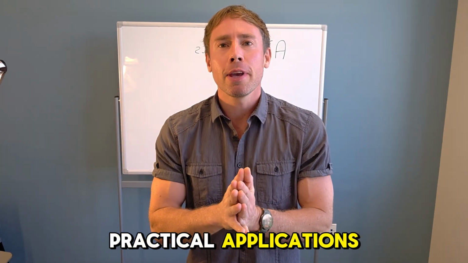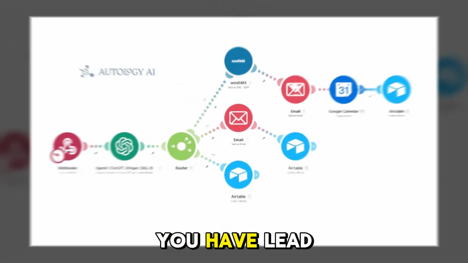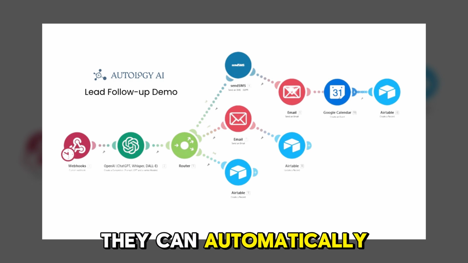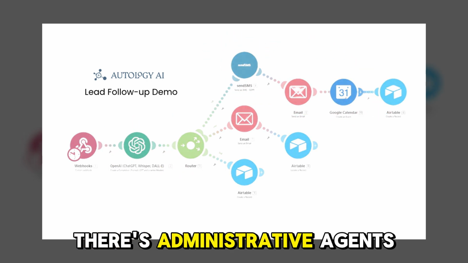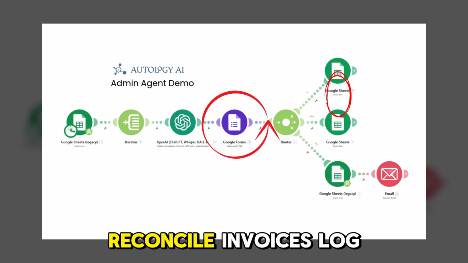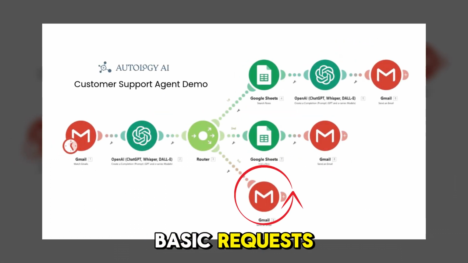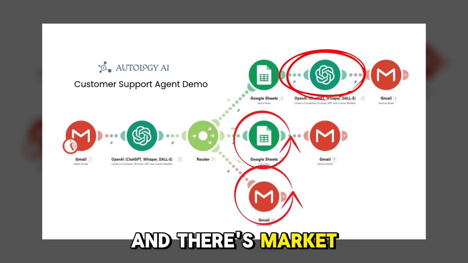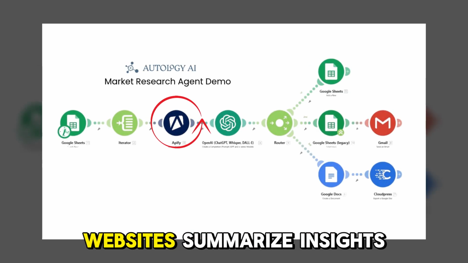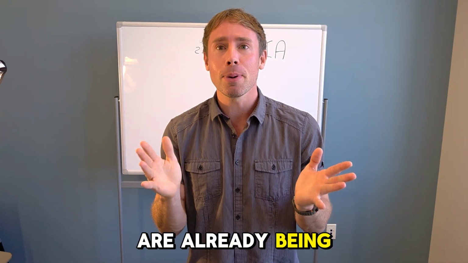So let's talk practical applications. Here's a few ways that AI agents are already being used in business today. You have lead follow-up agents. They can automatically respond to new leads, qualify them, and even book calls on your calendar. There's administrative agents. They can fill out forms, reconcile invoices, log reports, and send daily summaries. You've got customer support agents. They can handle basic requests, escalate when needed, and pull in context from your systems. And there's market research agents. They can scrape websites, summarize insights, and generate reports. So these are use cases that are already being used in business today.